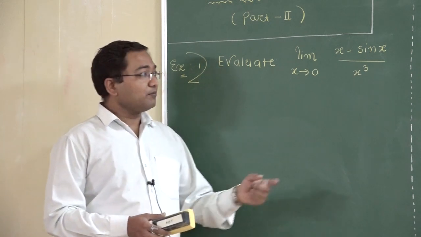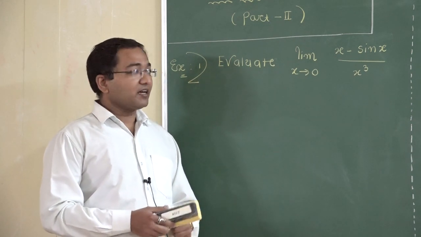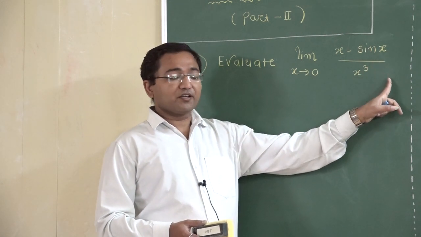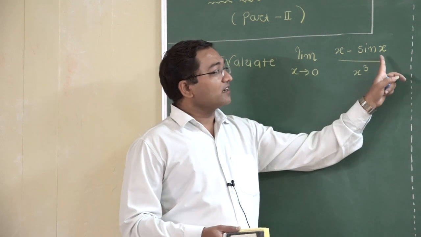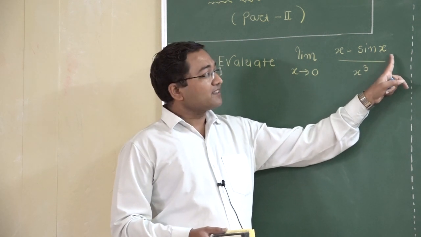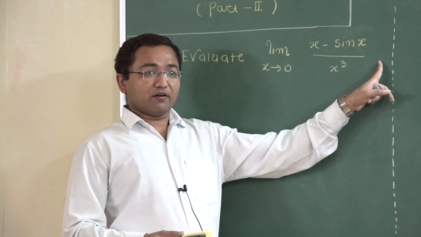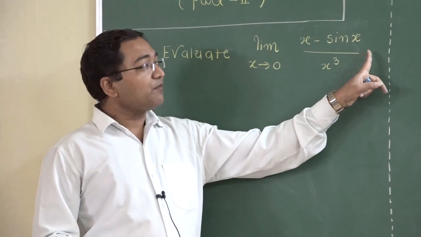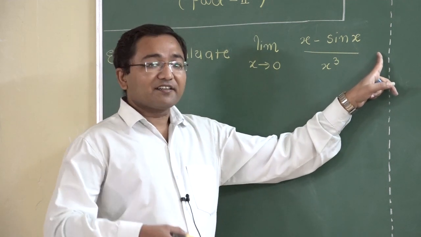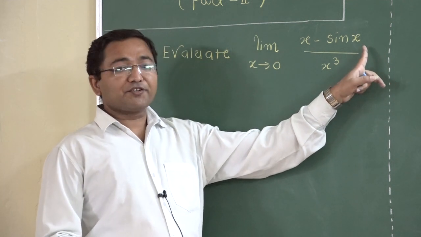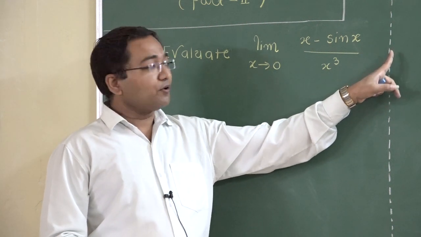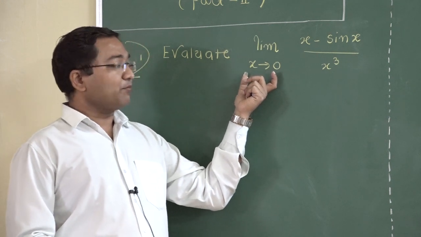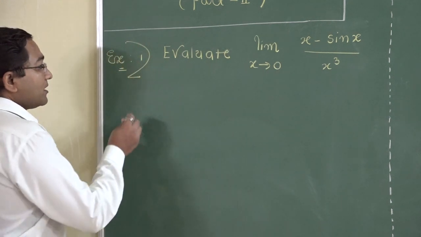My dear friends, remember L'Hospital rule is applicable only when the given function is of the form 0 upon 0. So first we check whether the given function is of the form 0 upon 0 or not. If the answer is yes, then we apply L'Hospital rule. If the answer is no, then we try to convert the given function into the form 0 upon 0 at the point x equal to 0 or x equal to any arbitrary point a. So now we can try to calculate it.